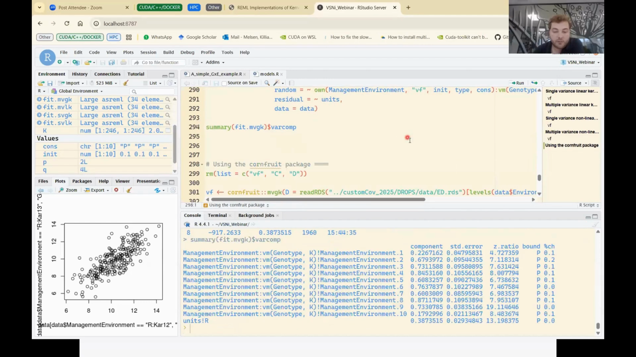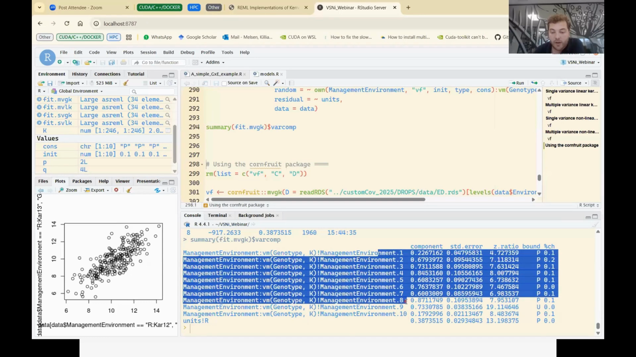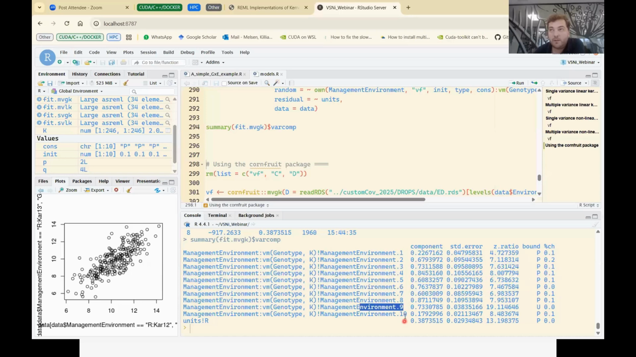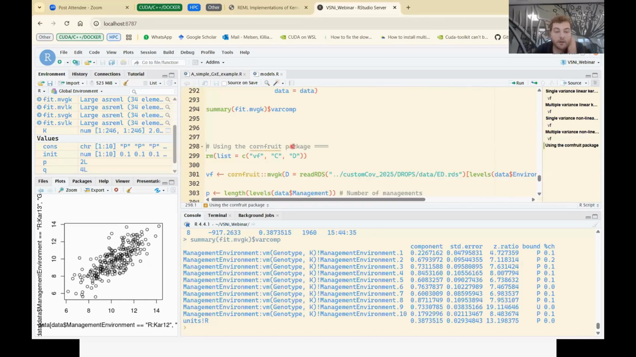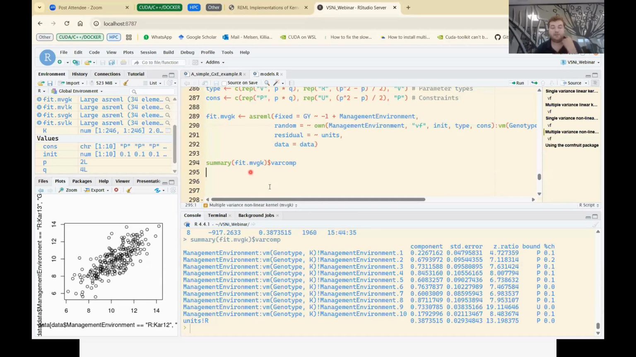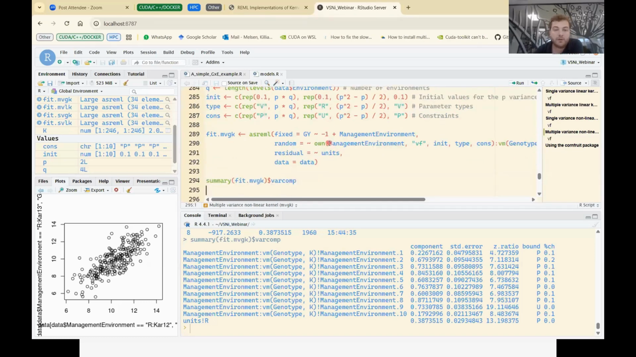And then if we look at the variance components, we indeed get 11 in total, 10 if we ignore the residual variance. We will have 8 variances for the 2 times 4 combinations. We'll have a correlation between management 1 and management 2, which is again around 0.75, so that's good. And we have the bandwidth, which is also very similar to what we found with the single variance models, around 0.18. So yeah, that's essentially how you would fit the multivariance Gaussian kernel, nonlinear kernel, using this external variance function.